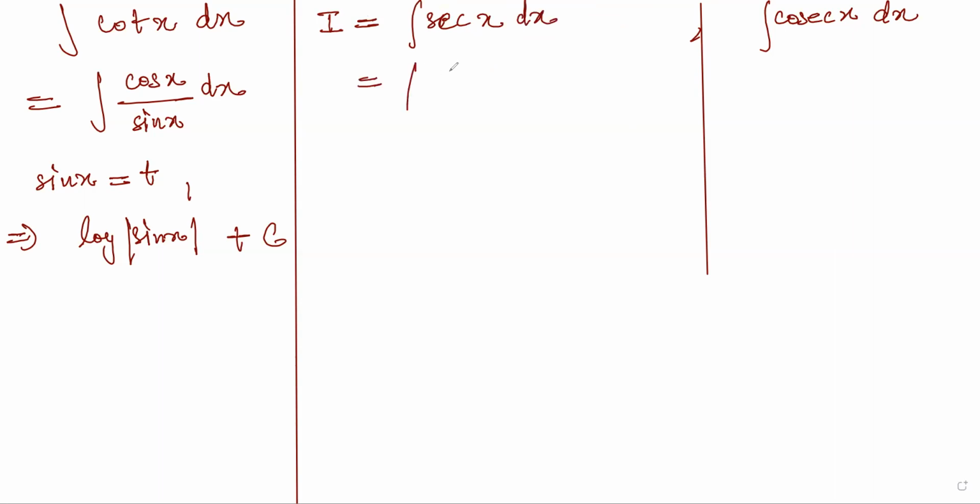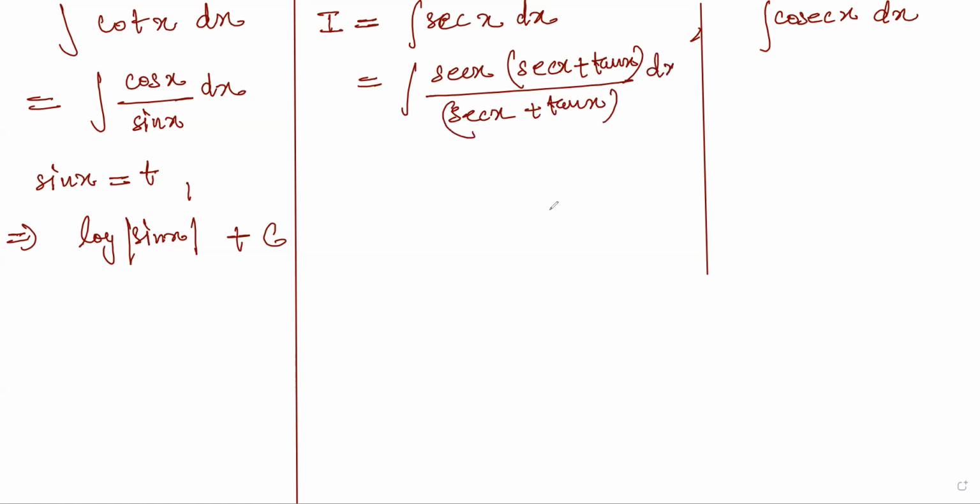Okay, so what we are going to do is multiply and divide this sec x by sec x plus tan x. We have multiplied the whole expression and divided the expression by sec x plus tan x. Now, why did we do this? Can you tell me what is the differentiation of sec x? Sec x tan x. And what is the differentiation of tan x? Sec square x.